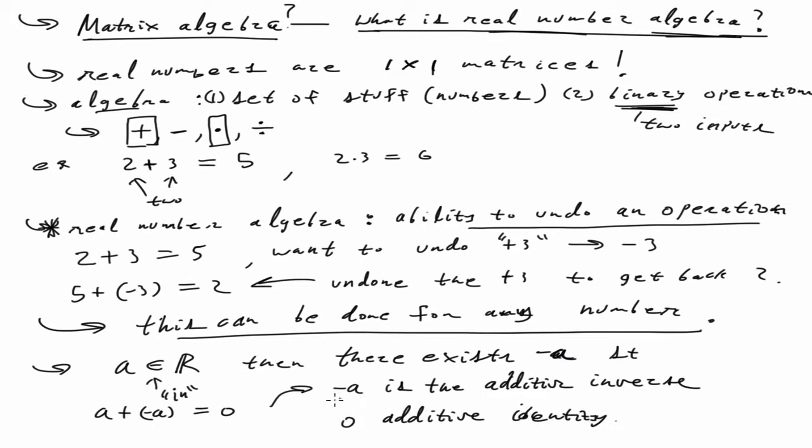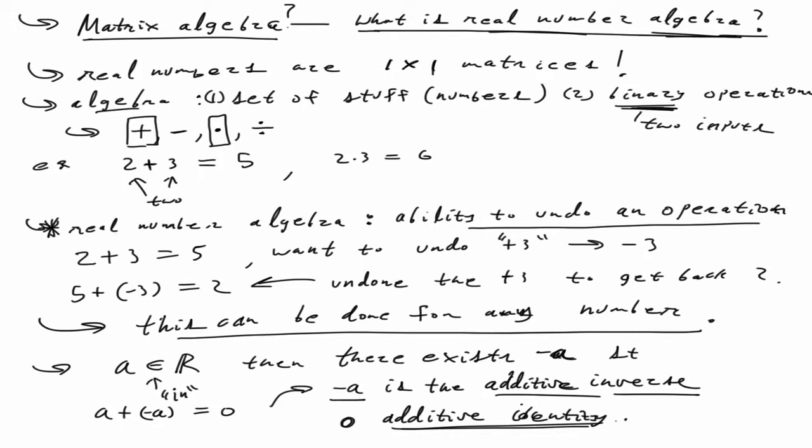Okay, so for every A, I can always find a minus A such that when I add them together, I get 0. I get nothing. Okay, so that's really nice. So we always have these additive inverses and an additive identity. And those are really important objects in our algebra.